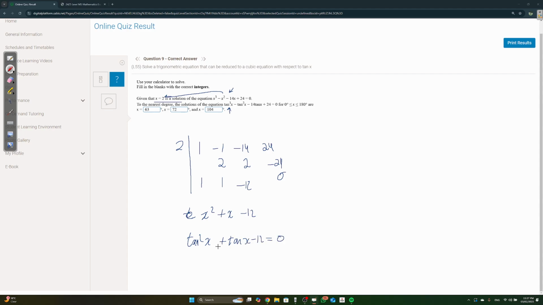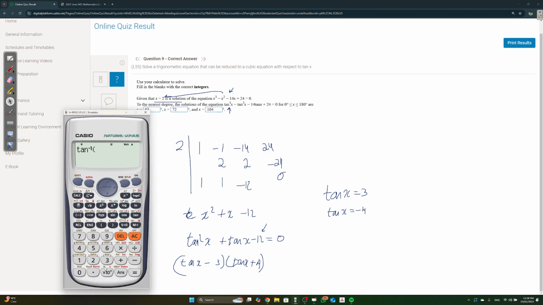Can you solve this? Of course. Solve it as if it's a quadratic. Which two numbers multiply to get 12 and subtract to get 1? 3 and 4, right? So you're going to get tan x and 3, tan x and 4. The plus goes to the 4, the minus goes to the tan x. So you get two solutions: tan x is equal to 3, and tan x is equal to negative 4. Can you solve these? Of course you can.